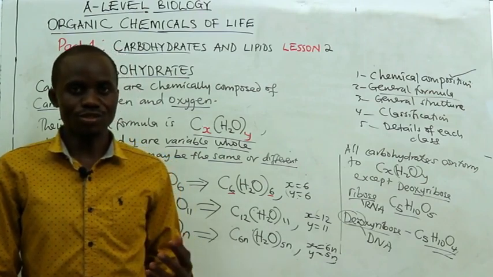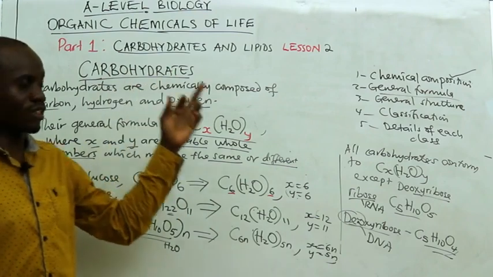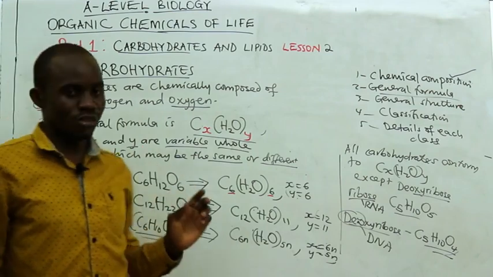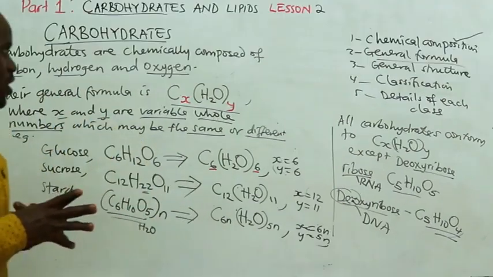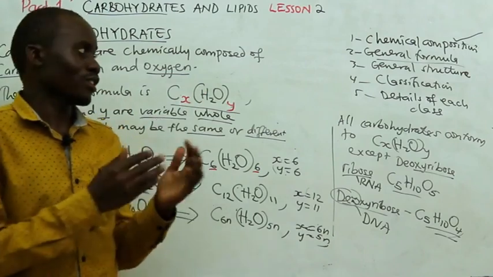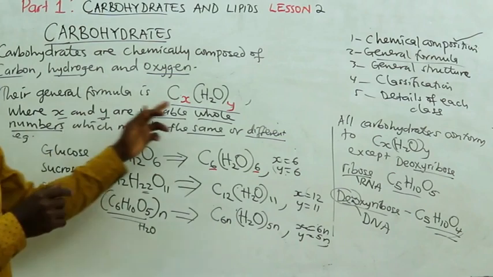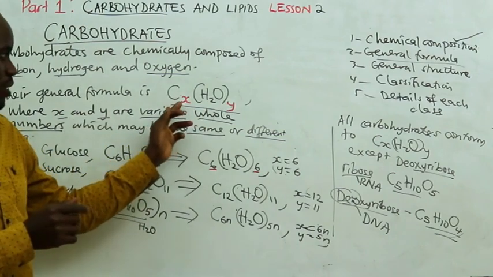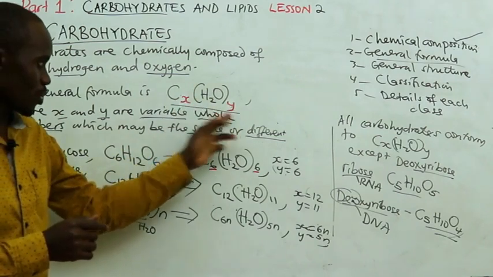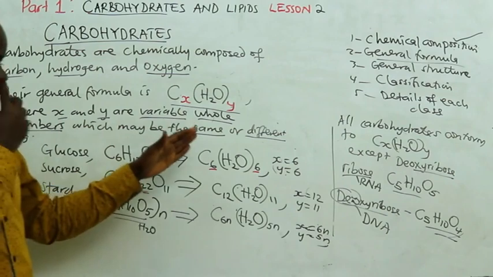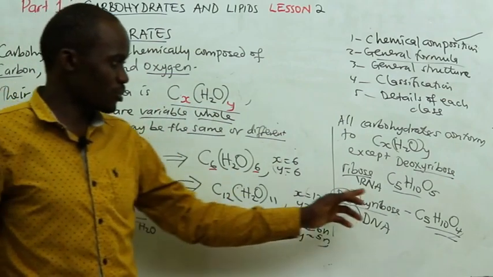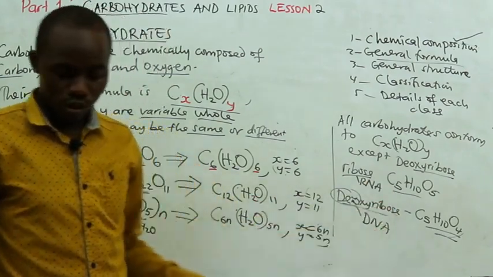This is the second lesson of carbohydrates and lipids, and we are still looking at carbohydrates. In the previous lesson, we saw that all carbohydrates are made up of carbon, hydrogen and oxygen, and they all conform to this general formula, which is Cx(H2O)y. And we saw that all carbohydrates conform to this except deoxyribose.